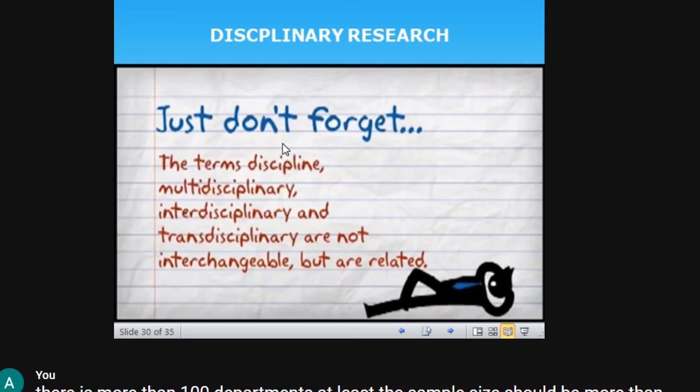The terms multidisciplinary, interdisciplinary, transdisciplinary are interchangeable but not related. I hope you understand the meaning. They are not interchangeable, but they are related. Not interchangeable means instead of multidisciplinary you can't use transdisciplinary, and instead of transdisciplinary you can't use interdisciplinary. They are different but they are related. That is the concept. Okay.